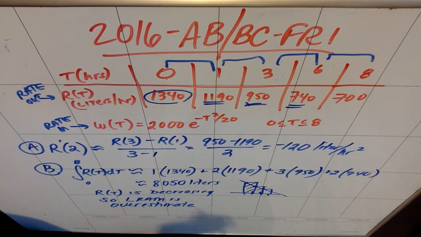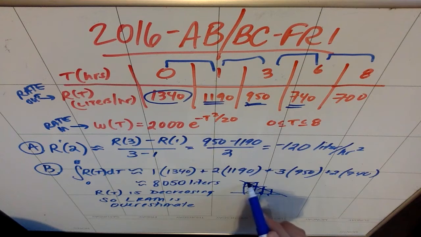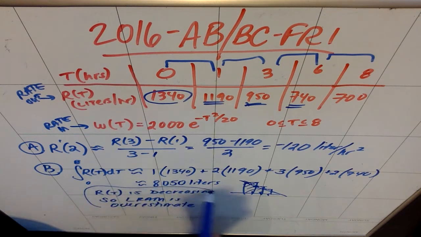Okay, so LRAM is an overestimate because, again, these left y values are higher than the right because the function is decreasing. So I need to state that it's because r of t is decreasing, which they went out of their way to say at the beginning. Cool. Part C. Use your answer from part B to find an estimate for the total amount of water in the tank to the nearest liter at the end of 8 hours.